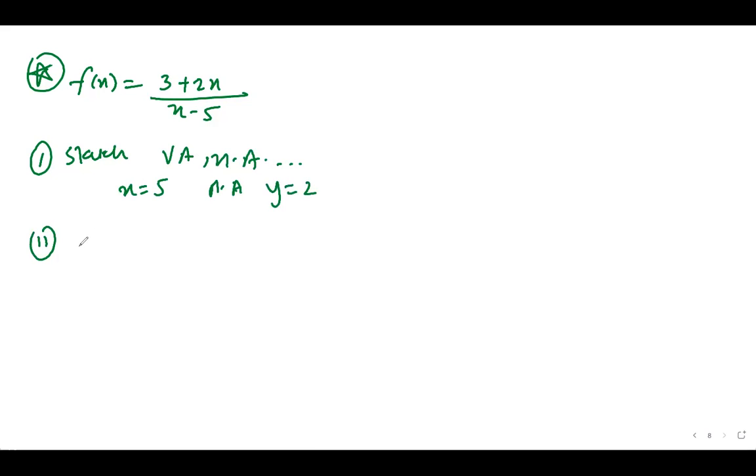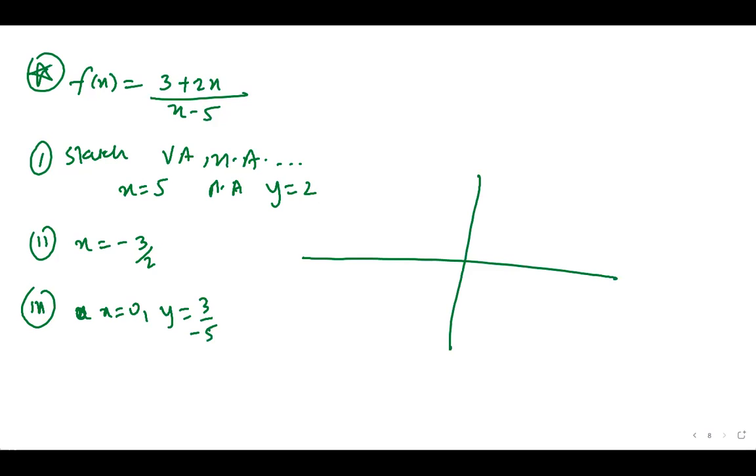Second is the roots, where x is -3/2. Then third, if you take the y-intercept, which is when you plug in x as 0, y is 3/5. So your final graph when you sketch is actually going to be like this. So here it is, the final graph. I'll just redraw this.